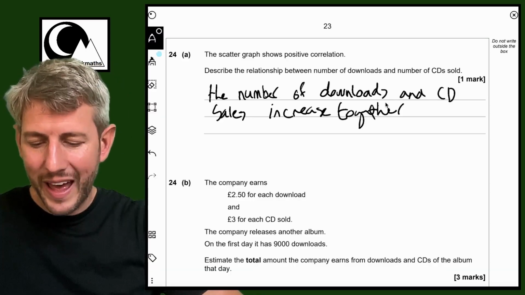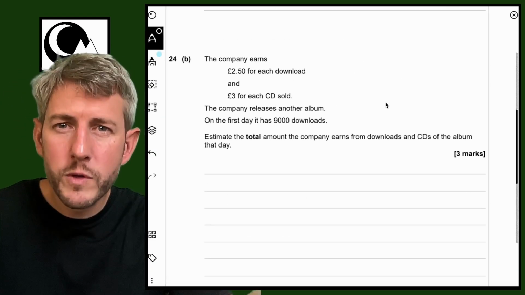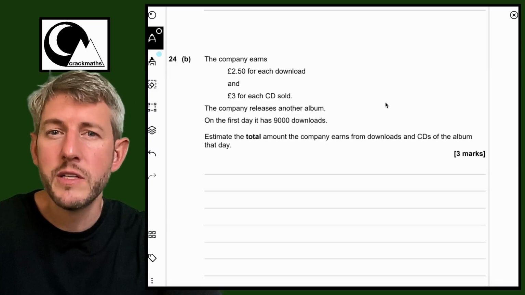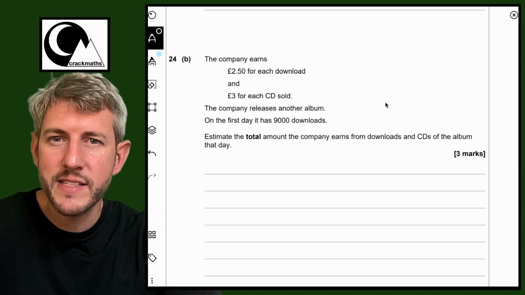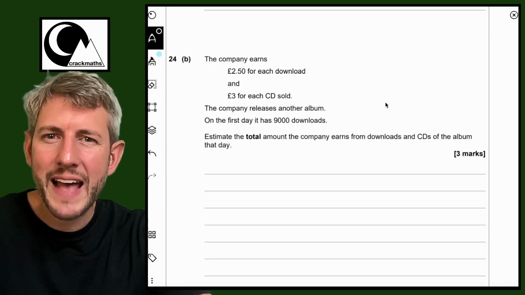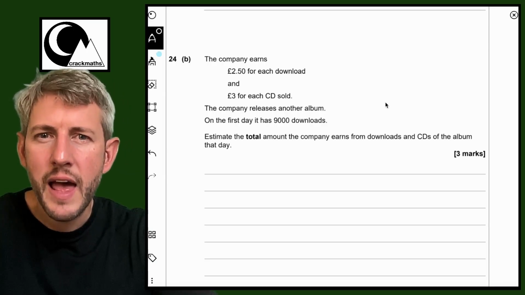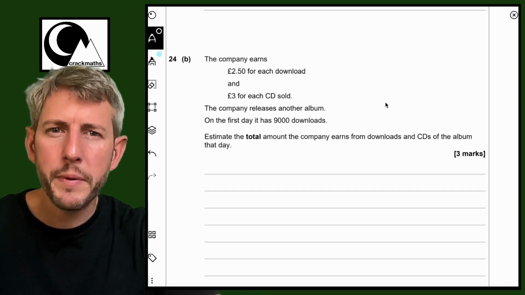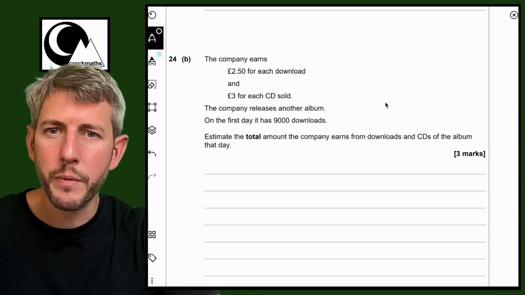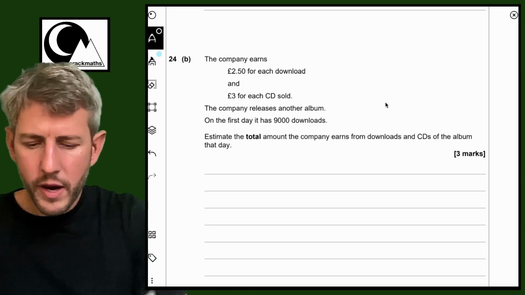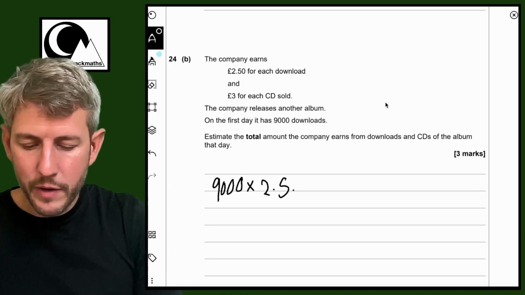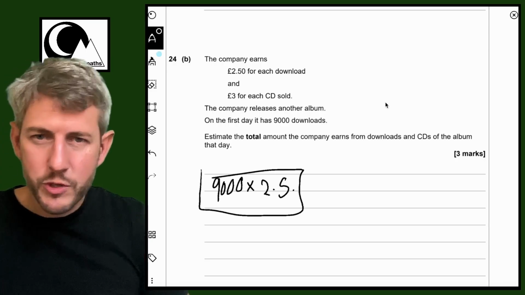So let's have a look at question 24. So 24 says, the company earns £2.50 for each download and £3 for each CD sold. The company releases another album. On the first day, it has 9,000 downloads. Estimate the total money the company earns from downloads and CDs of their album in that day. So we've got 9,000 times £2.50 for the downloads. So we'll bank that calculation. We'll do that in a moment.